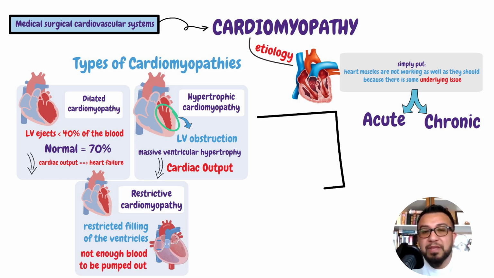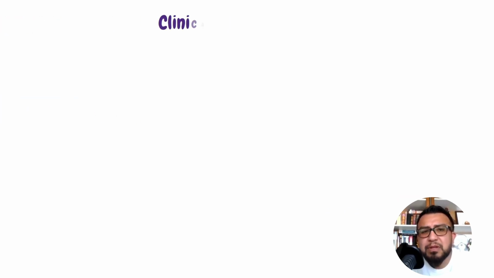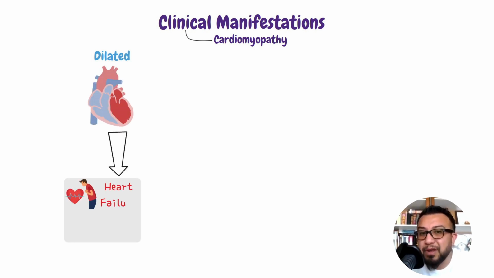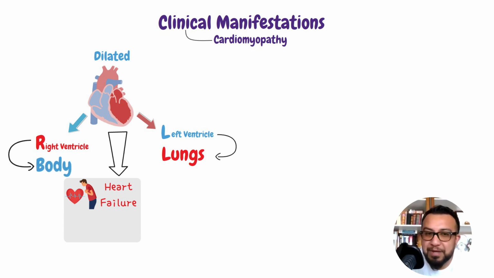Usually, cardiomyopathy affects the left ventricle. However, it could also affect both the atria and the ventricles. Dilated cardiomyopathy can lead to manifestations of heart failure, depending on which ventricle is affected. Keep in mind, guys, that you have to remember which ventricle is found on which side. If you have left-sided or left ventricular cardiomyopathy, remember that will back up into the lungs, and right will back up into the body.